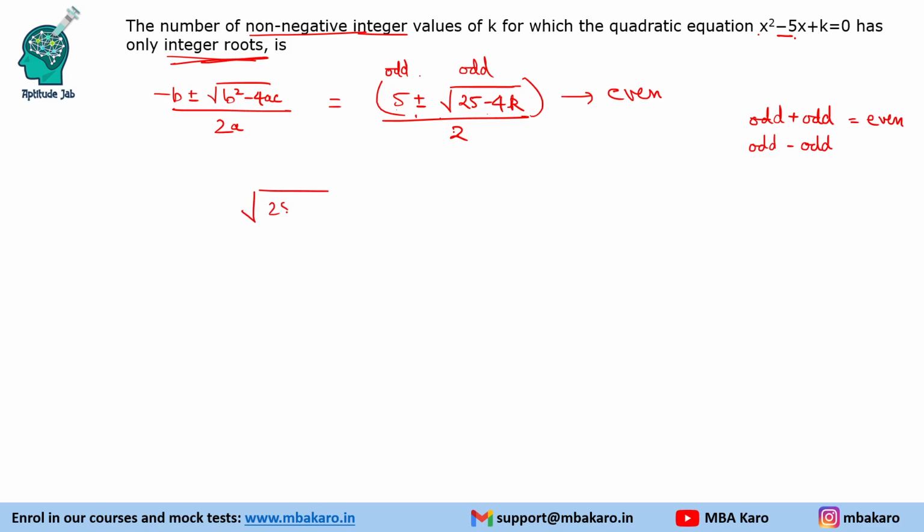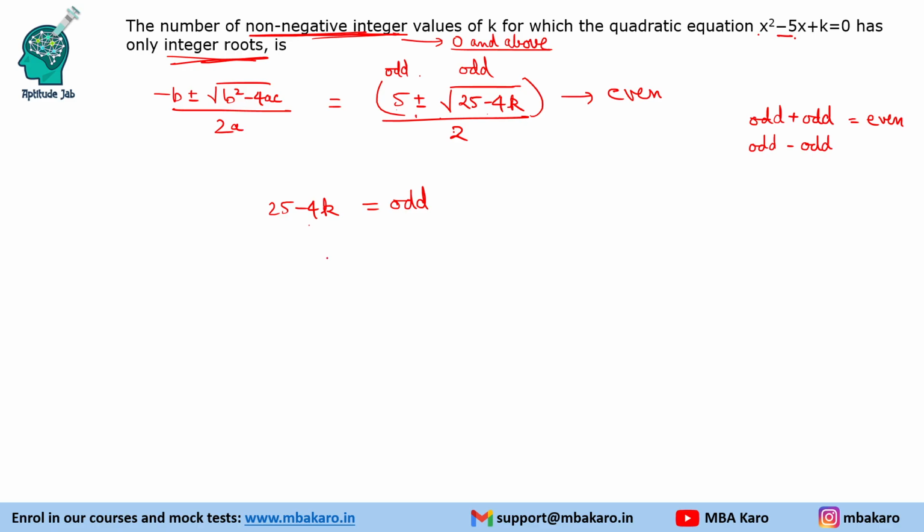So basically the root of 25 minus 4k should be an odd number. Okay, so if the root is an odd number, the square should also be an odd number, right? Now we need to find non-negative integer values of k. That means 0 or positive values, right? So we must start with 0, and not take all values. That is what it means, 0 and positive values. So we will look at 0.